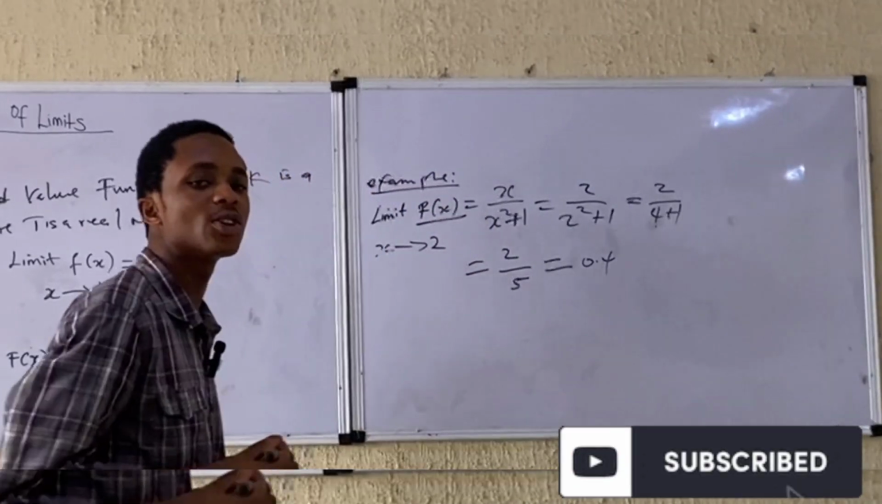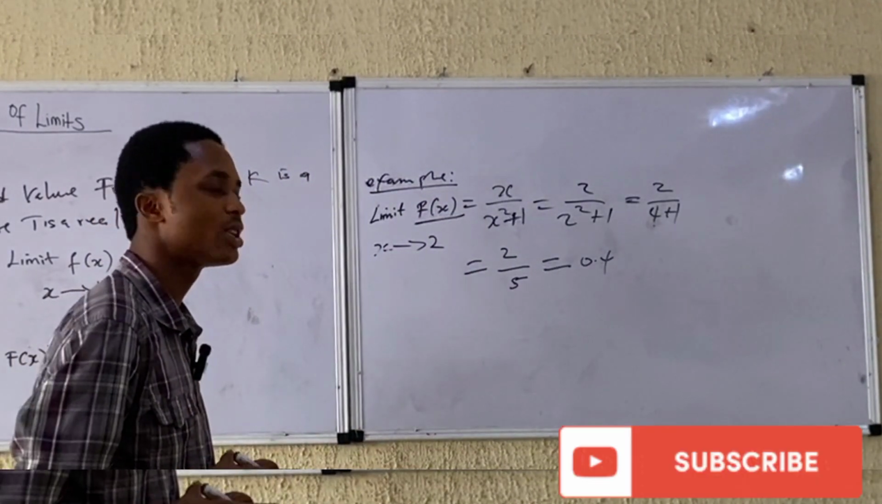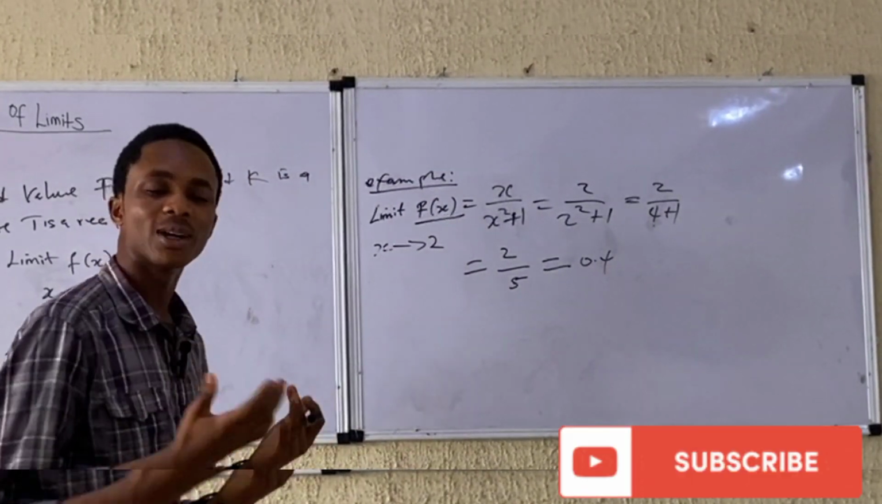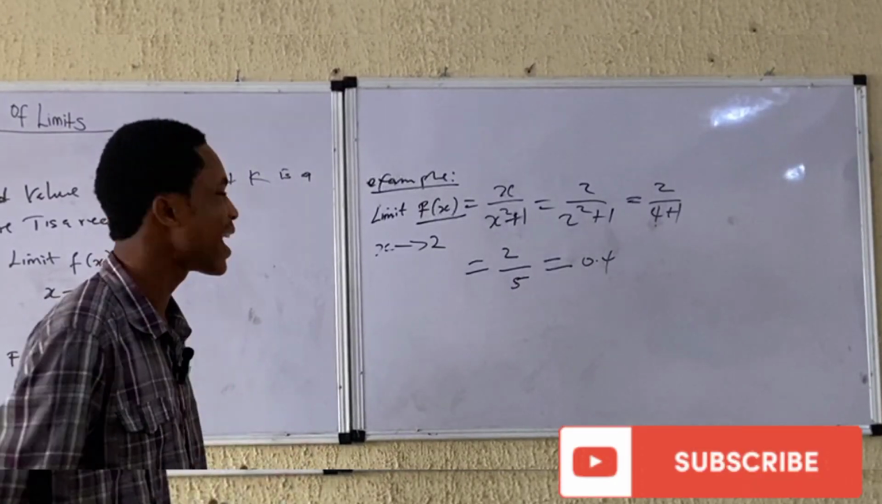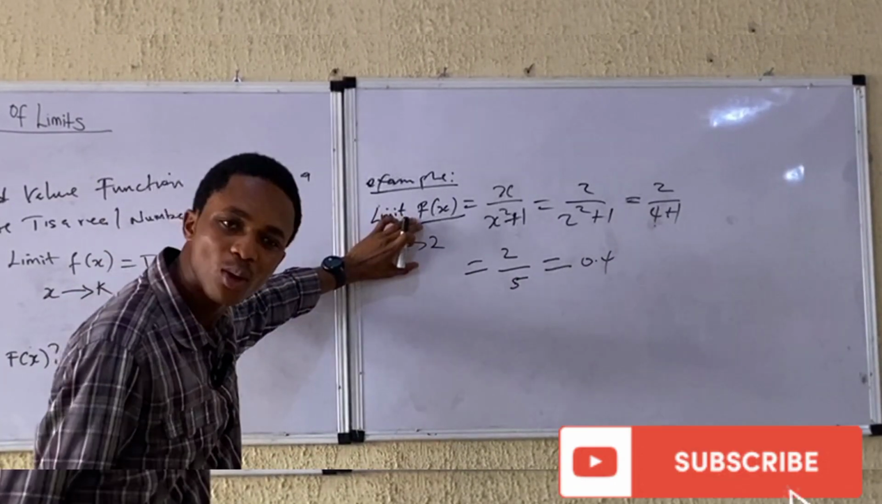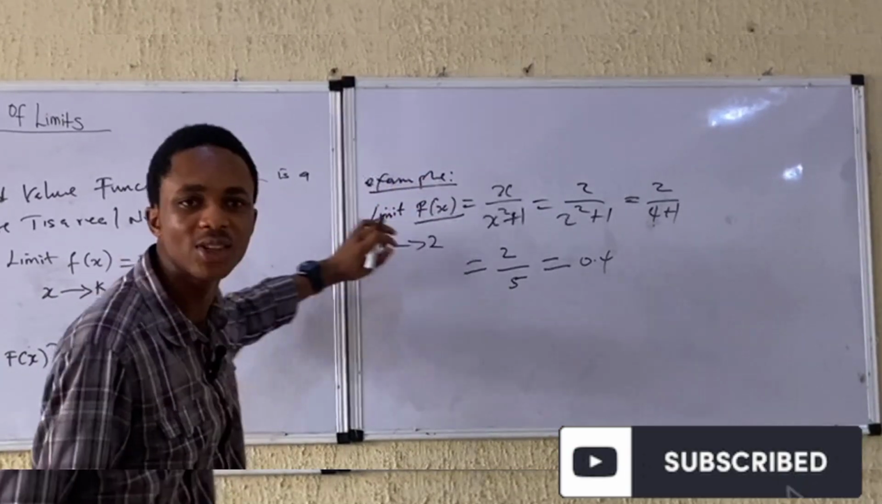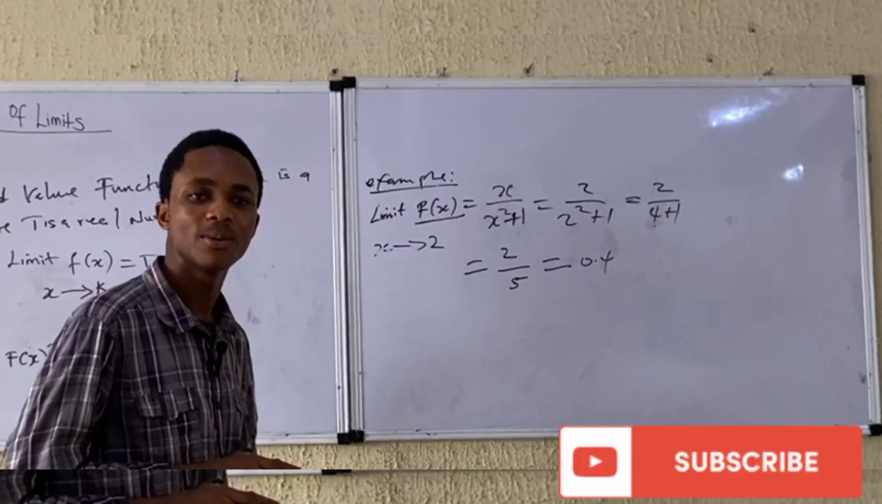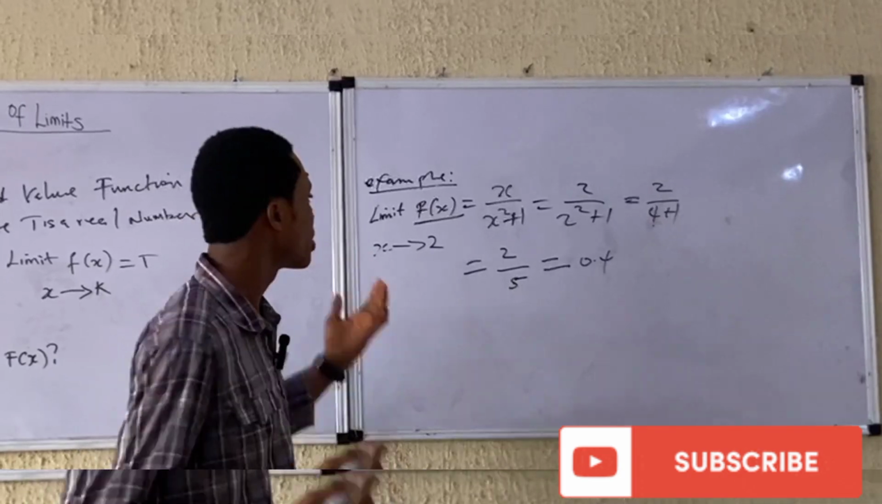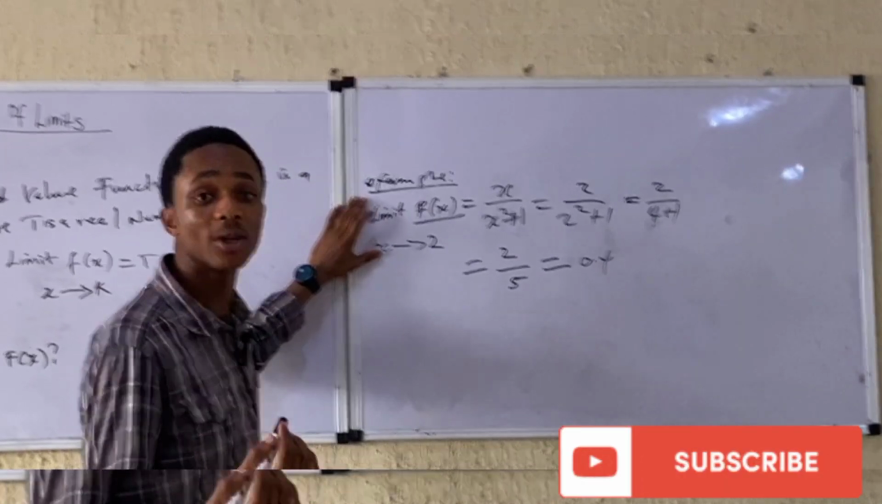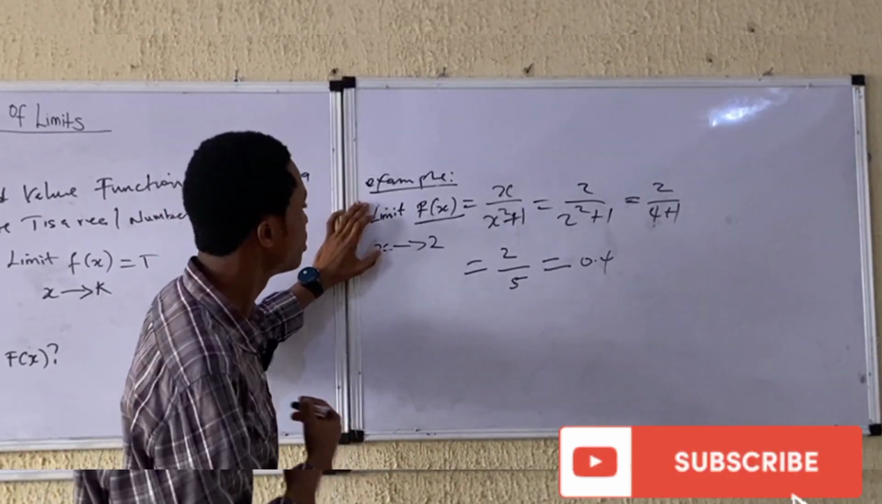I told you that this is just an introductory part of limits. Limit itself talks about the function, the function f of x. As x approaches 2, what will be the possible number or value for the function f of x? That's all limit is all about. Okay, let's solve more questions on this limit to get a broader understanding of what we are talking about.